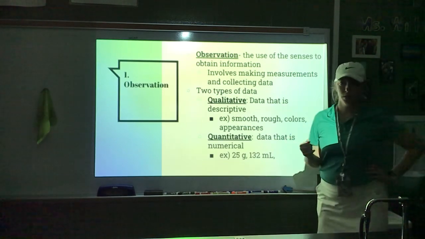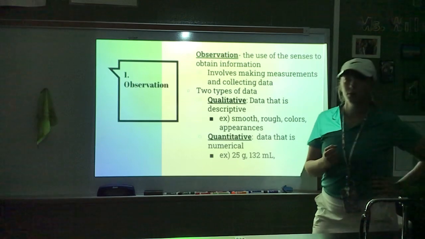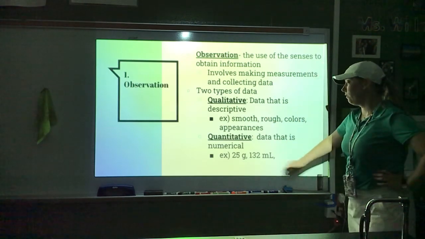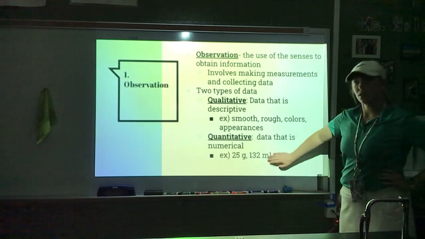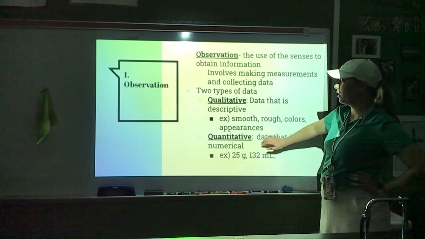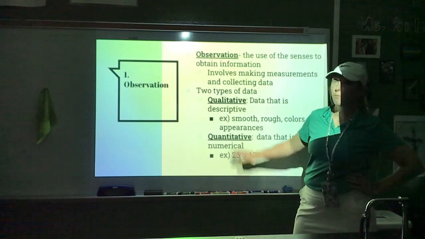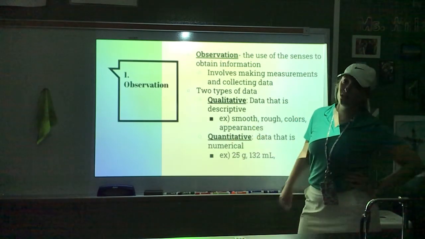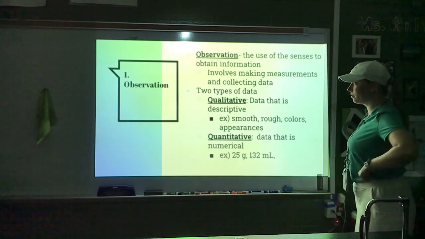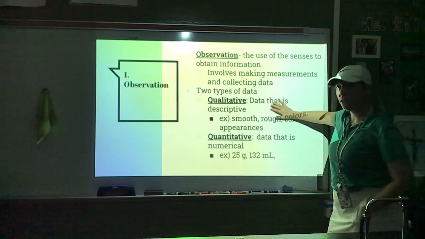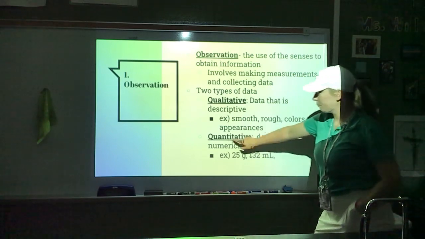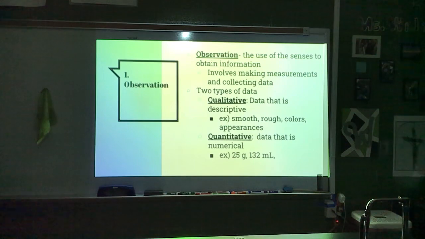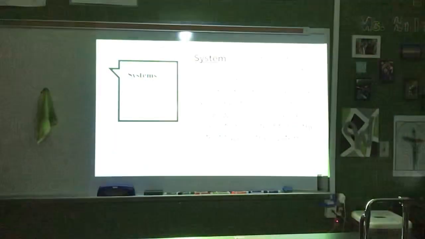Quantitative is dealing with numbers. So 2 centimeters, 3 yards, 3 milliliters, 25 grams, anything that deals with a number is going to be quantitative. So quantitative, an easy way to remember between these two, quantitative has an N in it. That N stands for numbers. So qualitative is the quality of something. Quantitative, with that N there, is the number. So an actual numerical number.